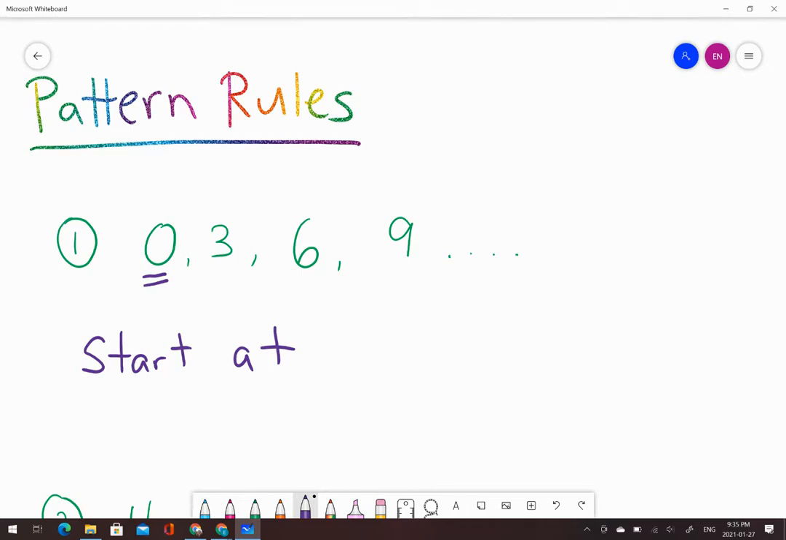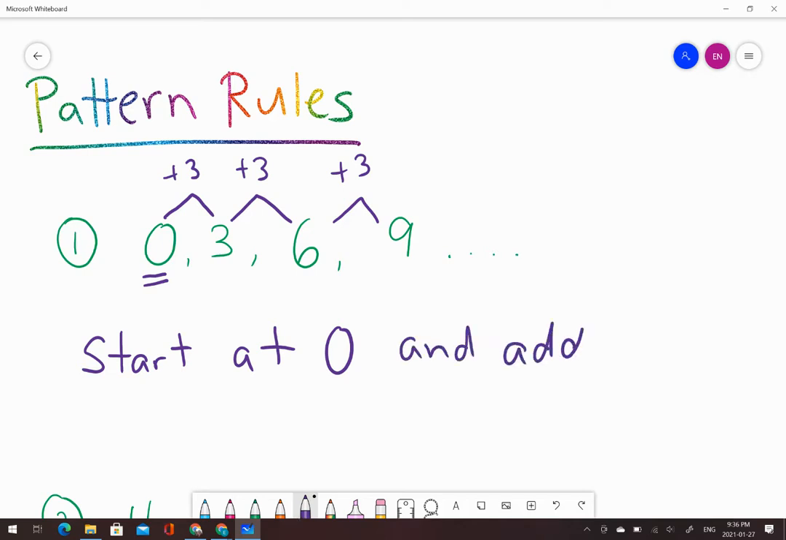And then what am I doing each time? How do I get from 0 to 3? I add 3. What about getting from 3 to 6? I add 3 again. And to get from 6 to 9, you guessed it, I add 3. So in this case, my rule is start at 0 and add 3.